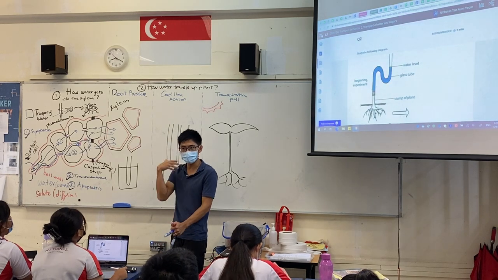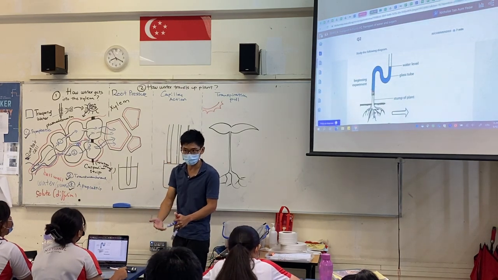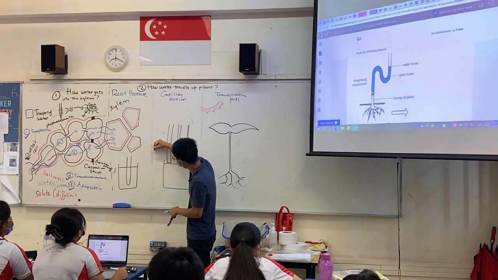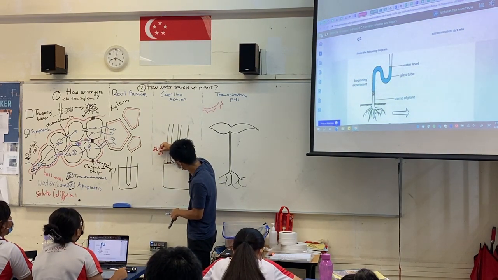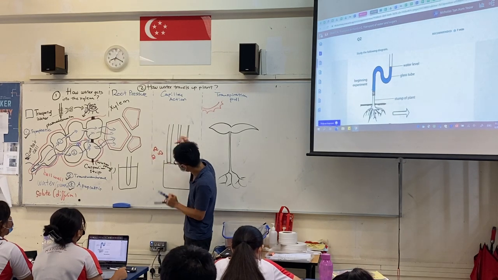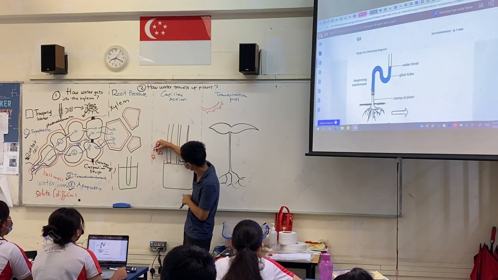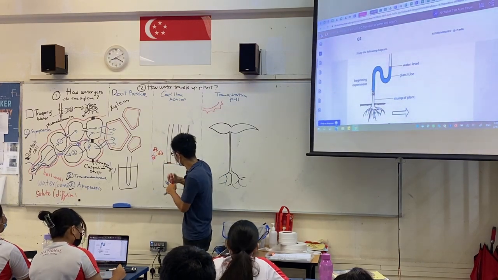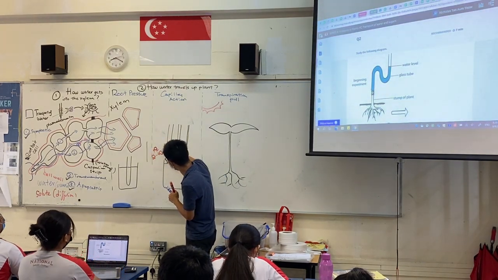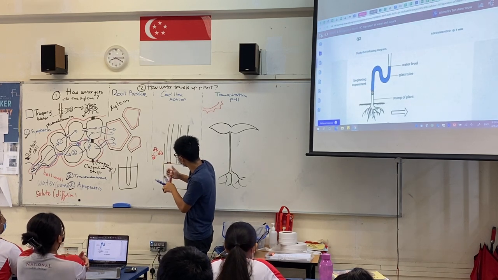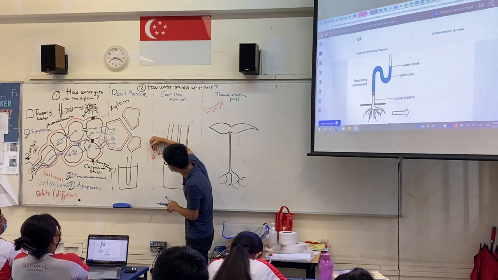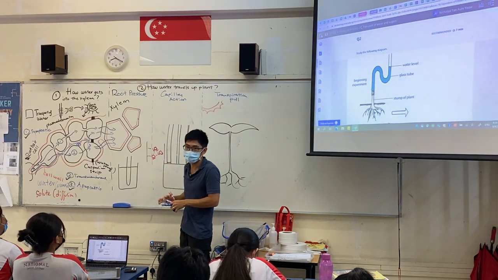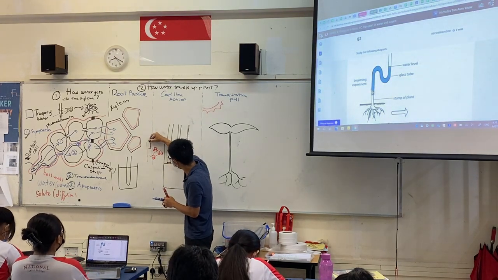Remember the words adhesion and cohesion? There's a difference between those terms. If I have lots of water molecules, cohesion is the attraction of the water molecules to each other. Adhesion, let's say this is the walls at the side, is the attraction of the water molecules to the sides of the walls. So there's a difference between those terms.